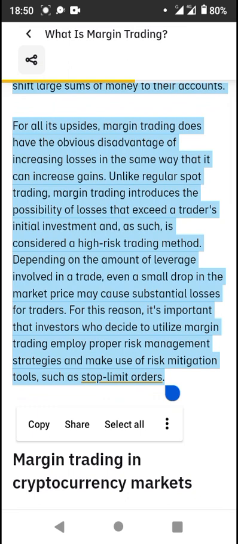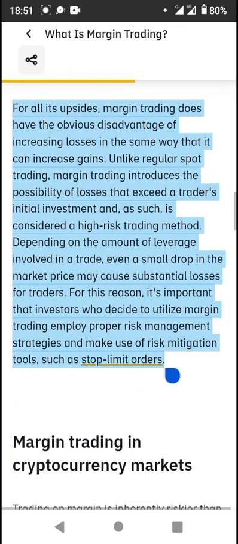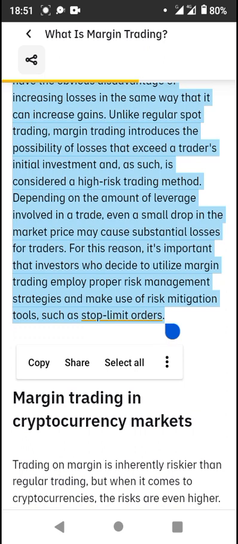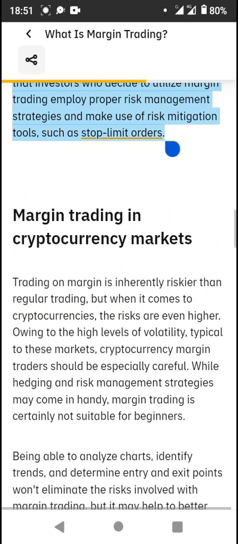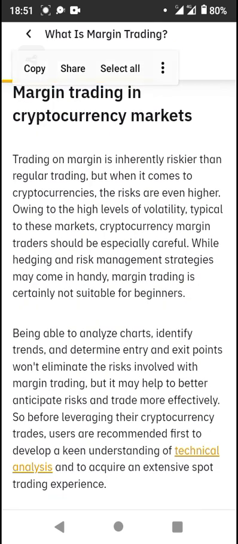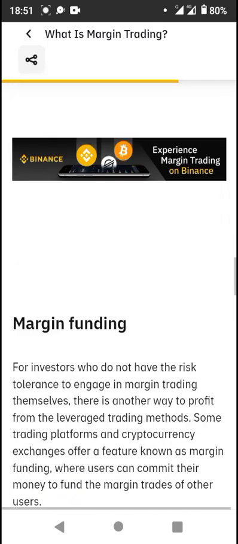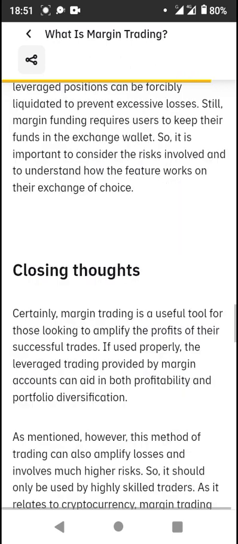Depending on the amount of leverage involved in a trade, even a small drop in the market price may cause substantial losses for traders. For this reason, it is important to learn all you can about margin trading in particular. It is also important for investors to employ proper risk management strategies and make use of risk mitigation tools such as stop limit orders, as well as other strategies or technical analyses that can be used on the Binance trading platform.